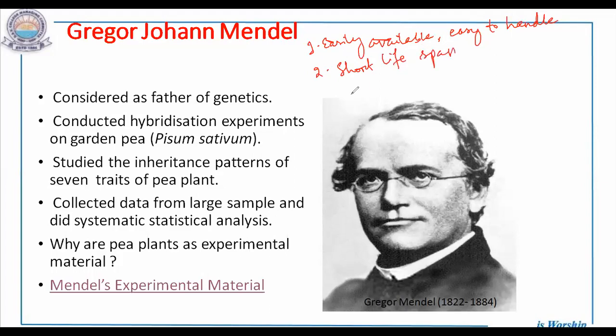So the first point I have written, you can see: easily available, easy to handle, short lifespan, then it produced a large number of seeds. And large number of seeds means what? Large number of offsprings. Is not it? Then come to the fourth point. It is a bisexual plant. Bisexual plant means what will happen?